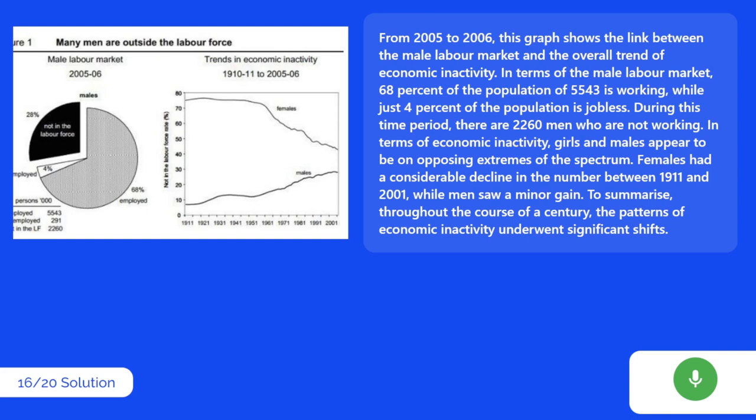In terms of economic inactivity, females and males appear to be on opposing extremes of the spectrum. Females had a considerable decline in the number between 1911 and 2001, while men saw a minor gain. To summarize, throughout the course of a century, the patterns of economic inactivity underwent significant shifts.